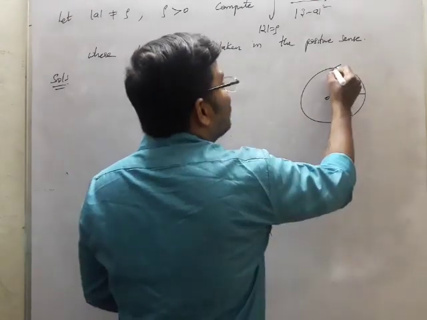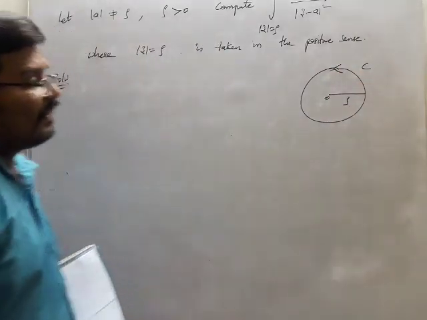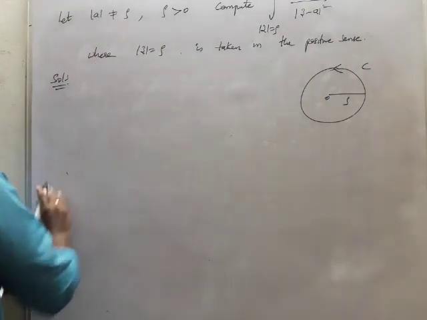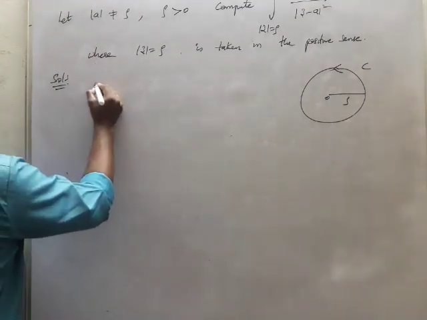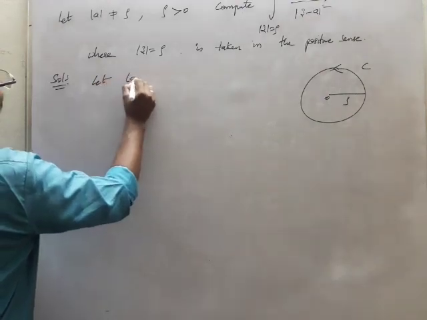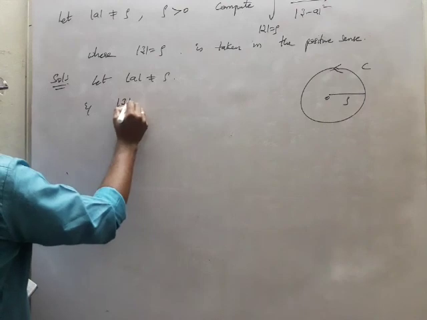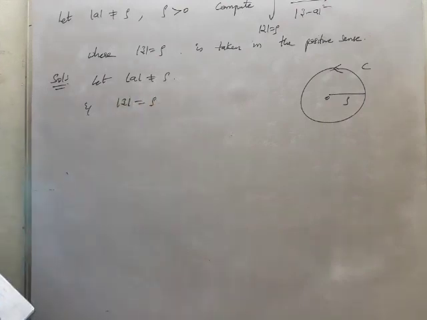Okay, and this is nothing but C. The C is a circle with the radius rho. Okay, and mod A is not equal to rho. So the given condition is: let mod A be not equal to rho and mod Z be equal to rho. Okay, this is the condition.